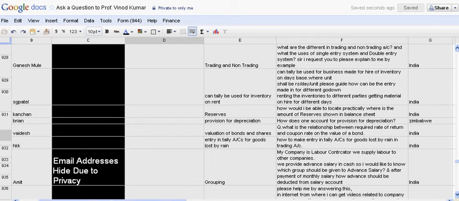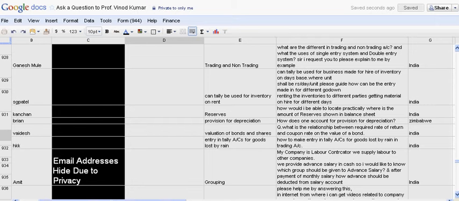Next question from Kanchan. She wants to know, how would I be able to locate practically where the amount of reserve is shown in the balance sheet? Actually, reserve is our old profit, so all the reserves must be included in the liability side of the balance sheet.